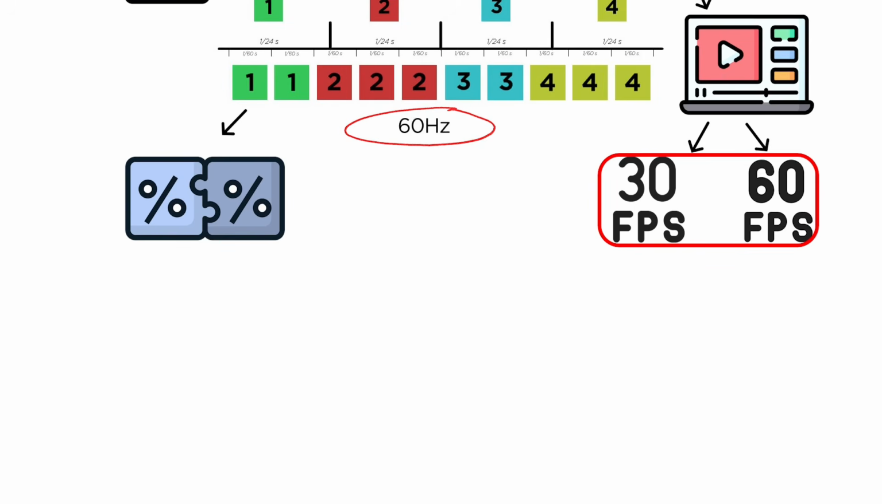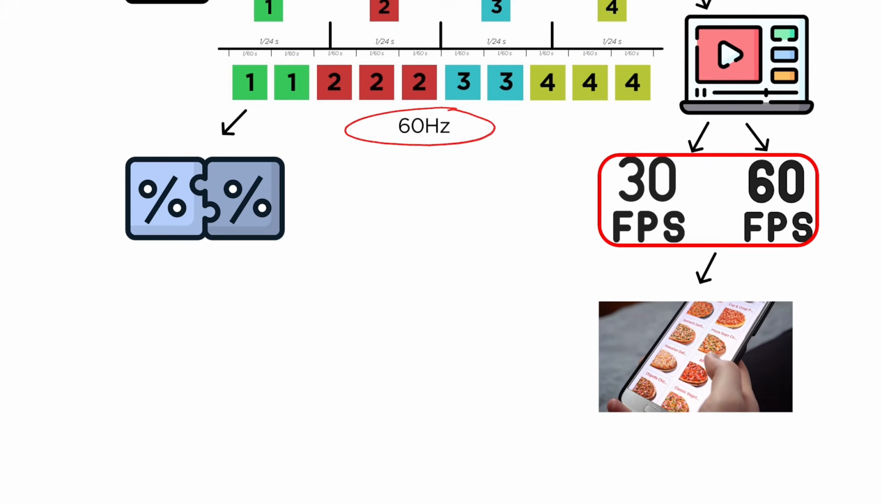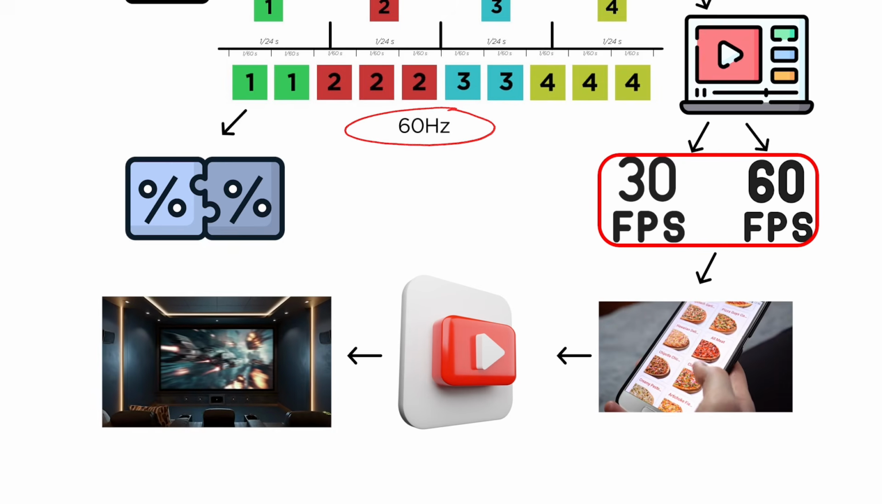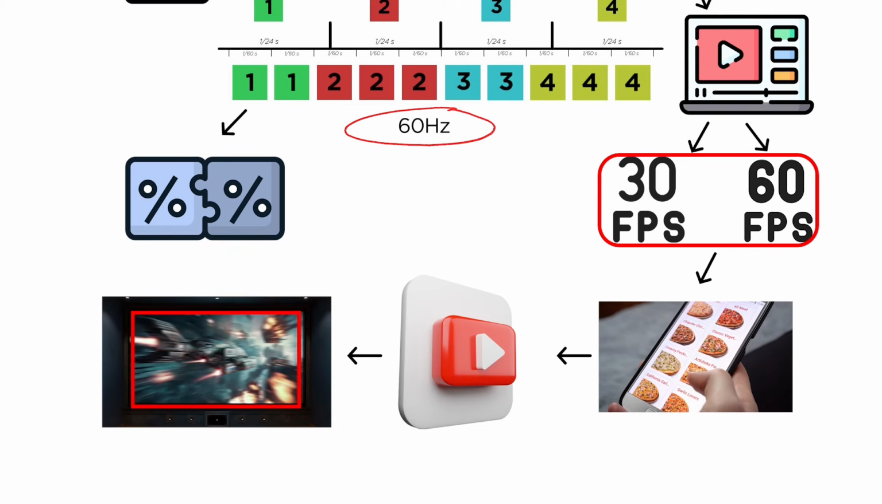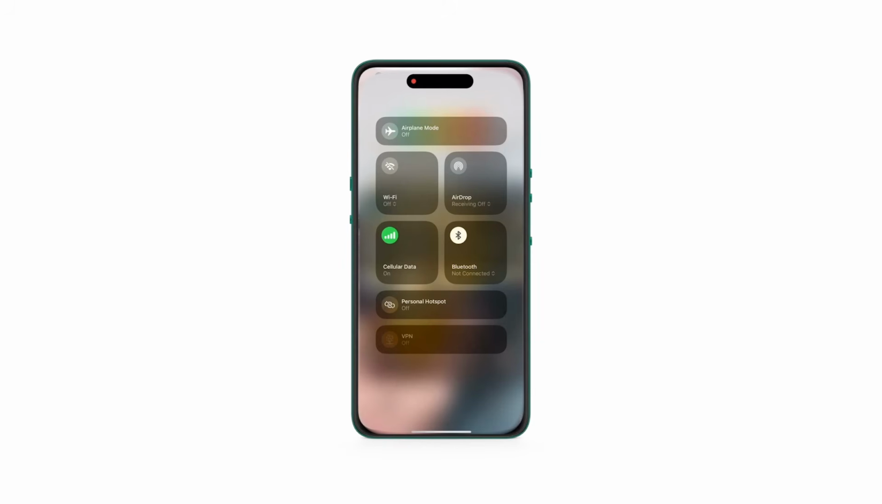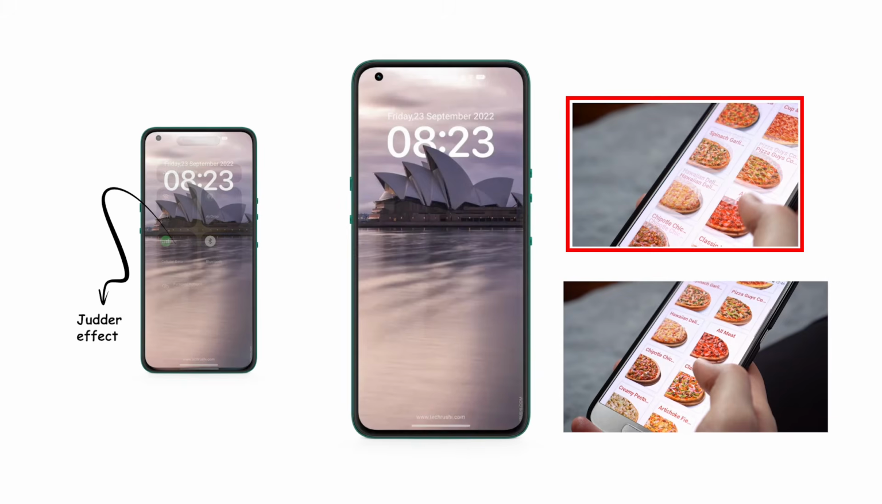At this rate, motion appears smooth enough for normal scrolling and video playback, but fast transitions or animation sequences reveal a faint stutter or judder effect. You can notice this when quickly swiping between home screens or scrolling long social feeds.